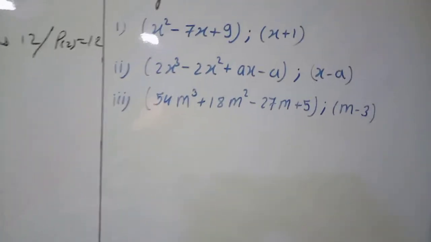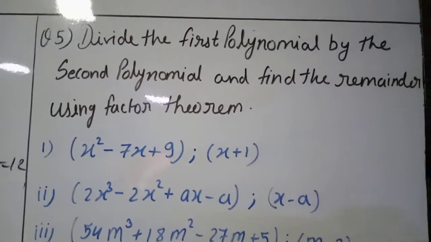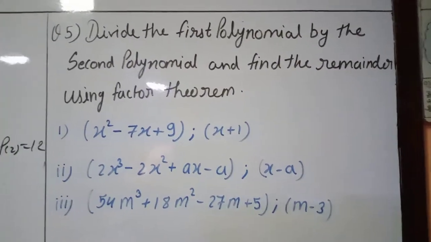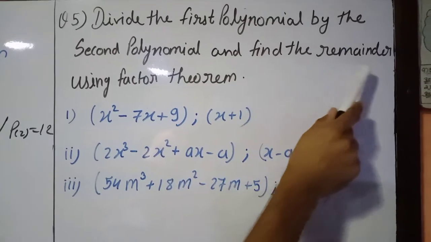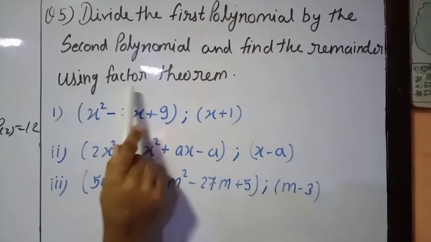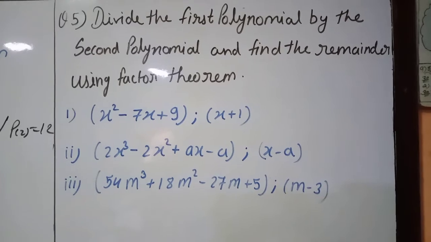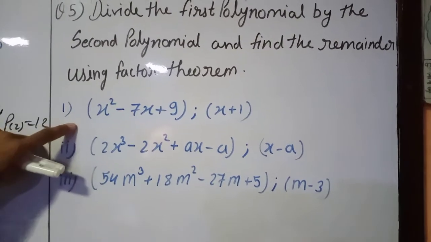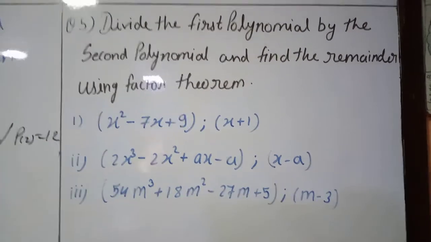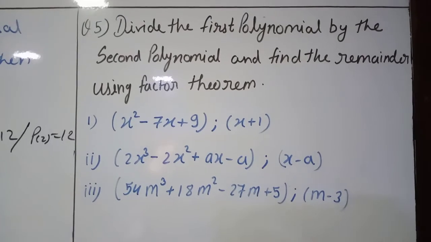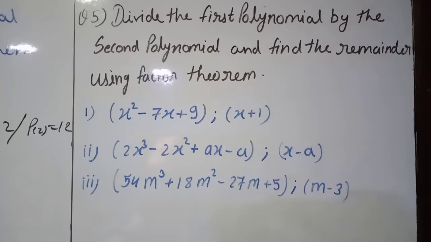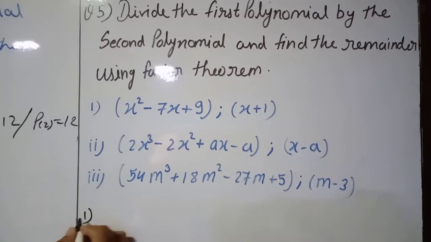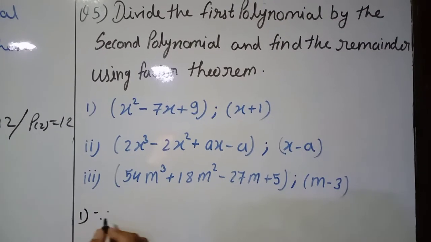For the next sum number 5. Divide the first polynomial by the second polynomial and find the remainders using factor theorem. So here we have the two polynomials. The first one is the dividend and the second one is the divisor, because they said we have to divide the first by the second. So let's start the first one.